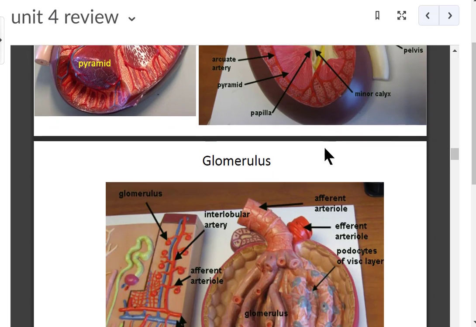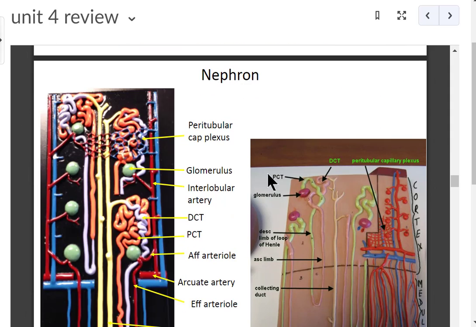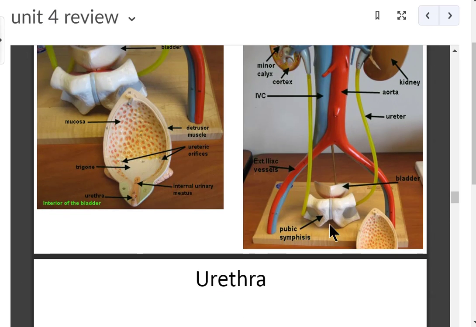Now once the ureters come down, they pass into the bladder. And in the bladder, when you look at the wall of the bladder, you can see that it is thrown into folds. This is the muscle of the bladder, which has a special name called the detrusor muscle.